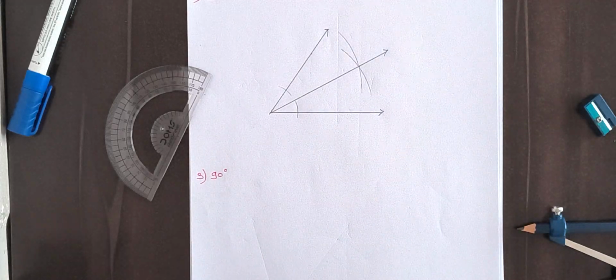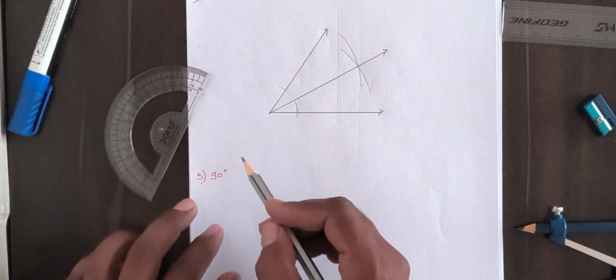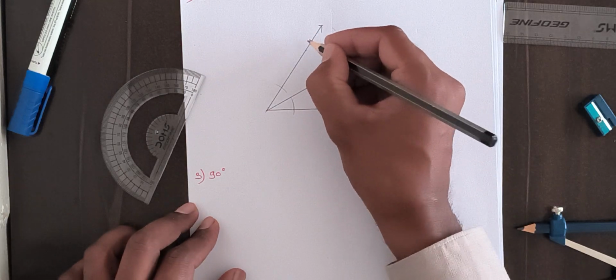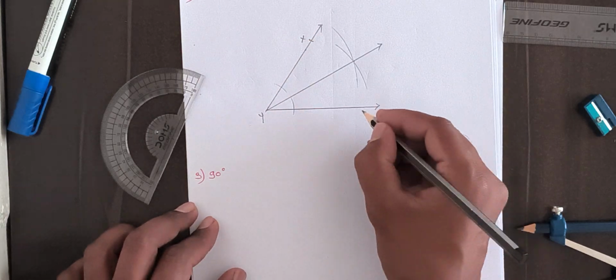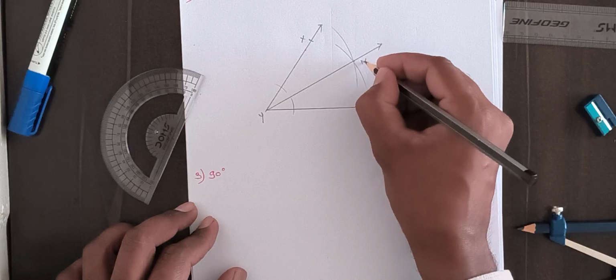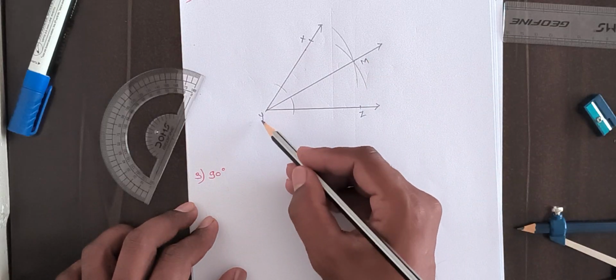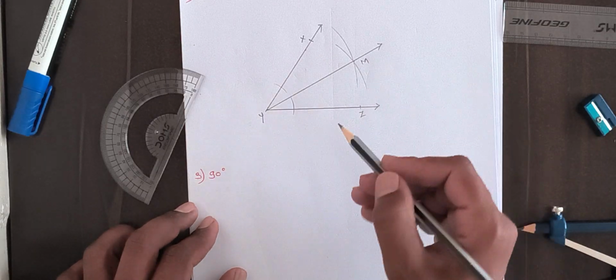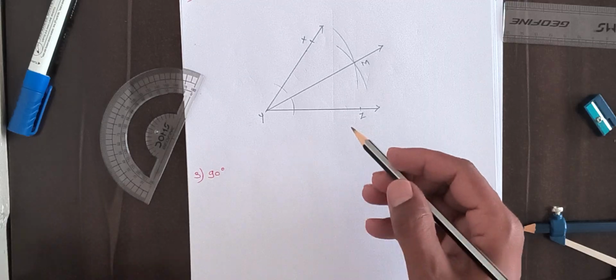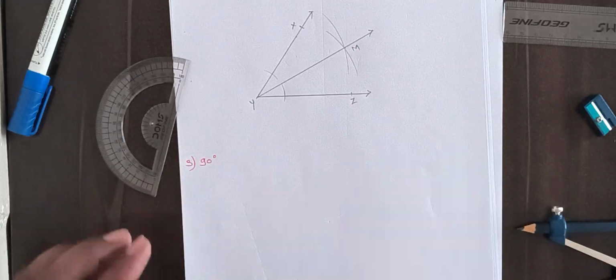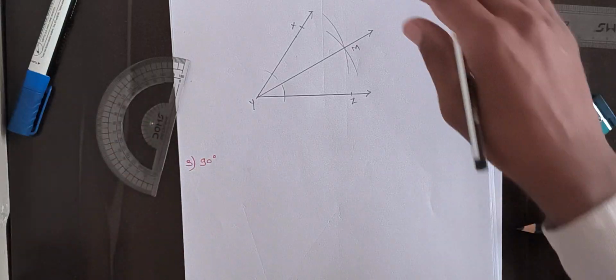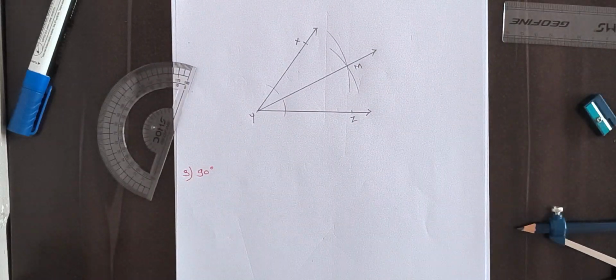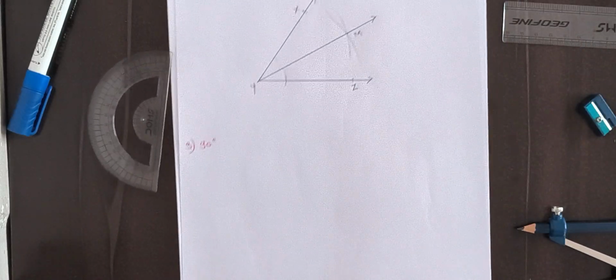Here also you have homework like the previous question. You need to give the names for this one. Suppose this is X, this is Y, this is Z. You need to mark here M, any. Then YM is the bisector of angle XYZ. Now 90 degree angle. Let's see how to do the 90 degree angle.